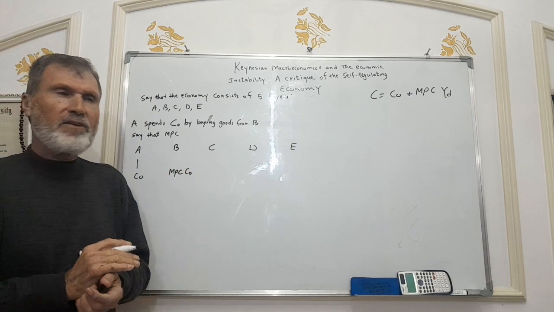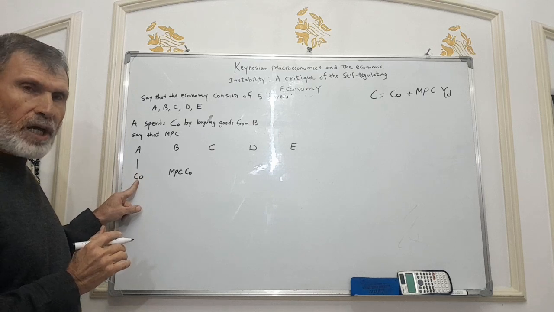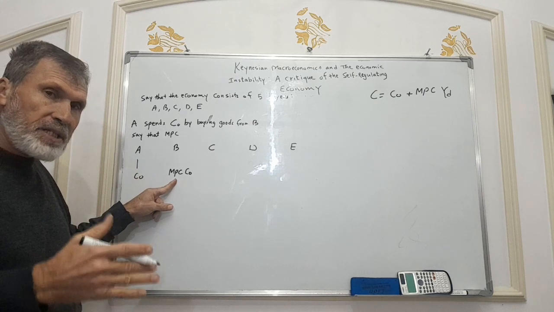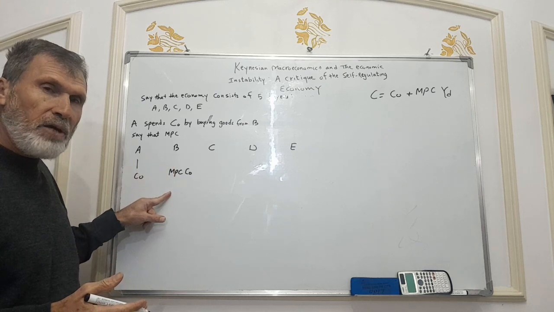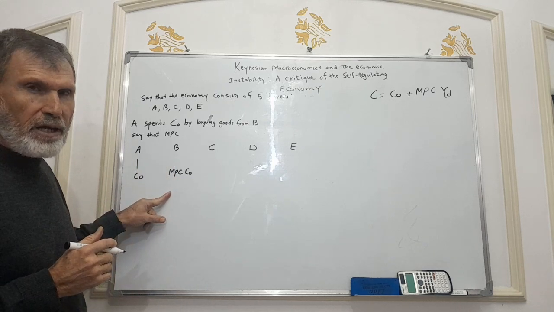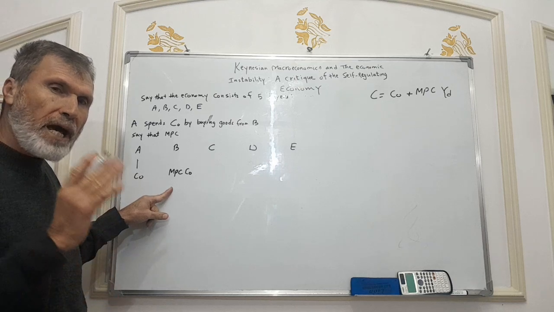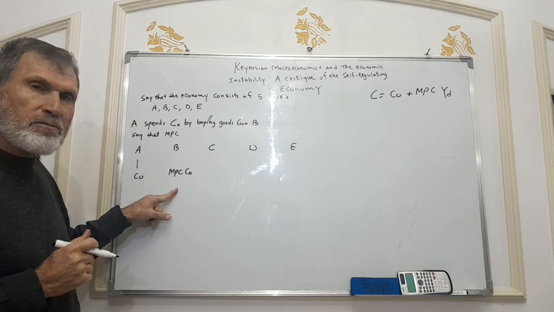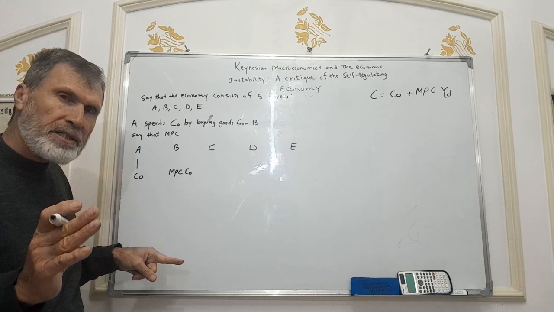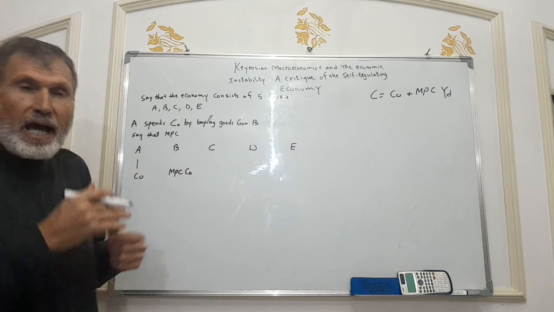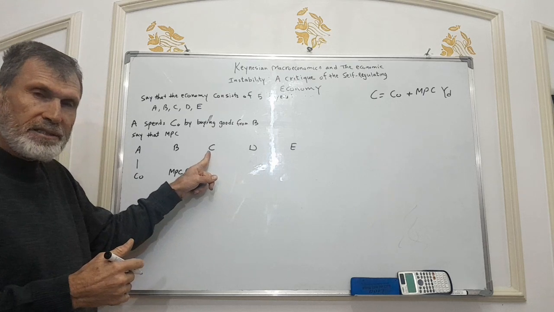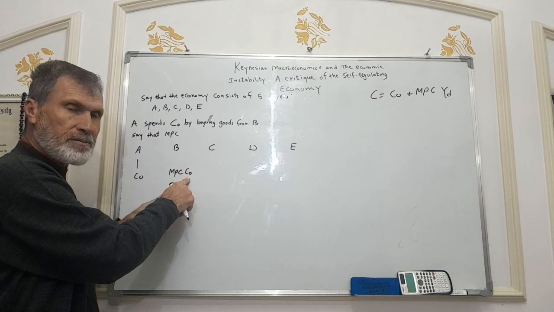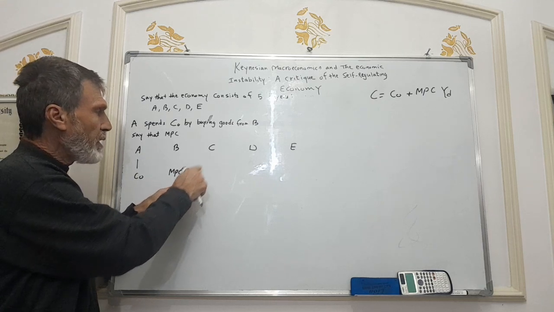For instance, if the autonomous consumption that A spends is $100, and $100 becomes an income to B, B will spend a portion of that $100, and that portion depends on the MPC. Suppose the MPC is 0.8, then B will spend what? 80% of 100, that means he will spend $80. And $80 becomes an income to C. Now, B will spend MPC times C0, and MPC times C0 becomes an income to C.